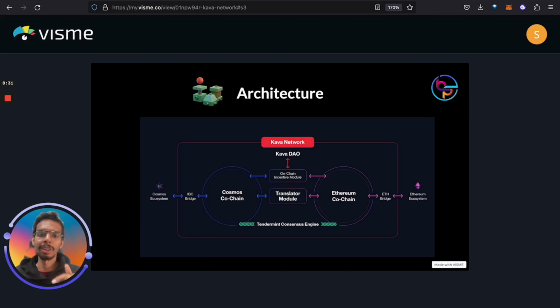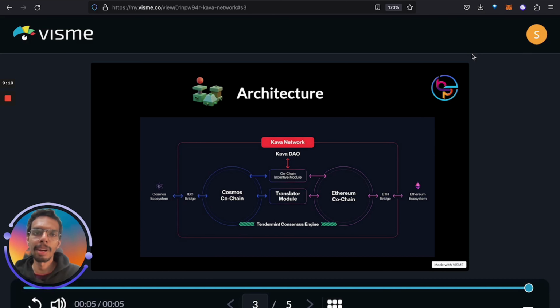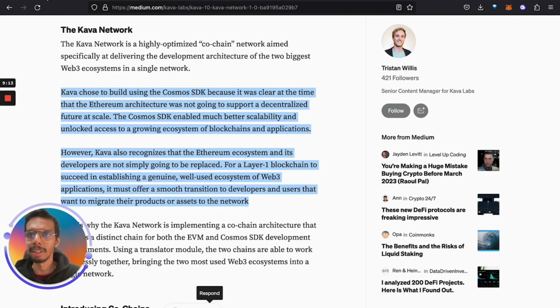Apart from that, we have the on-chain incentive module, which is governed by the Kava DAO, like we mentioned, right? So this on-chain incentive module helps in distribution of the incentives on-chain to the people who are building on Kava. The consensus part of this whole Kava network is handled by the Tendermint consensus engine. So this is a gist about how the Kava network architecture looks. You can read more about it in this article, the link to which will be shared in the description of this video.